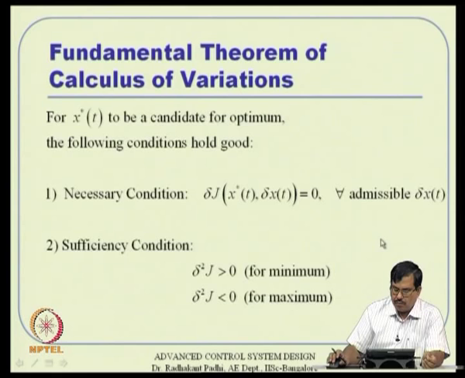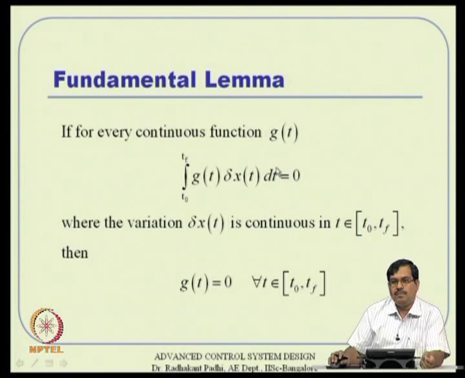Now, there is a beautiful fundamental lemma which sounds very intuitive and obvious, but it is not; its implication is extremely great. What it tells is something like this: if for every continuous function g of t this condition holds good, no matter whatever g of t is, where the variation delta x of t is certainly continuous in the interval t0 to tf, that is the only condition. This has to be a continuous function, and this integral equation has to be valid for all continuous functions g of t.